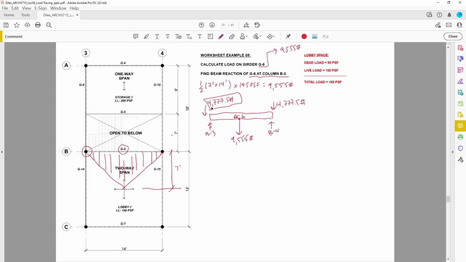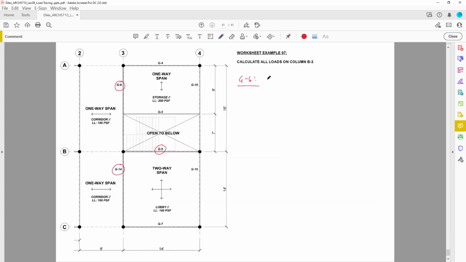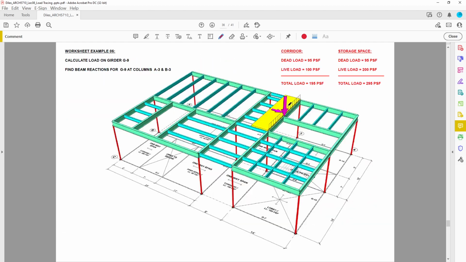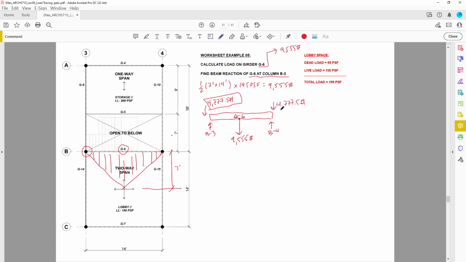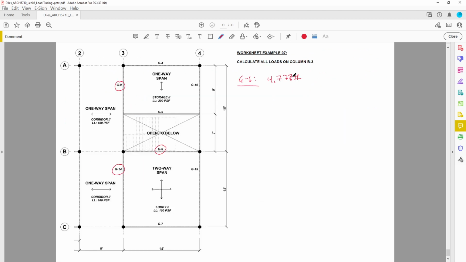And the load at B3 was 4,777.5 pounds. So this one, 4,776 pounds. Is that right? Or 77.6? 4,777.5 pounds. So let's just call that 4.78 kips.